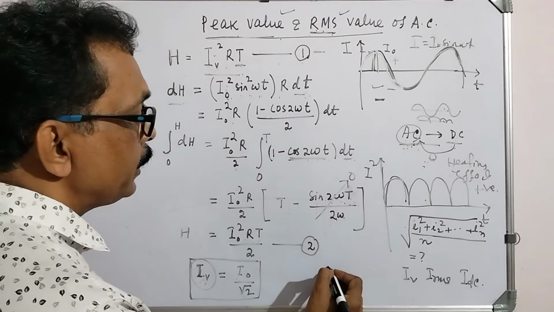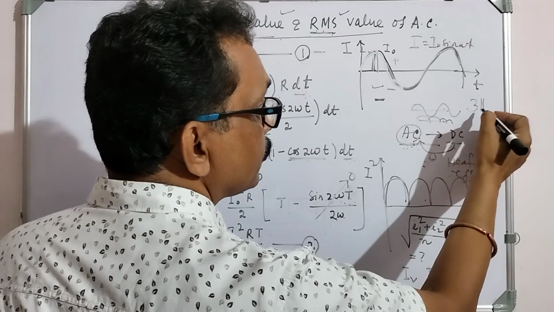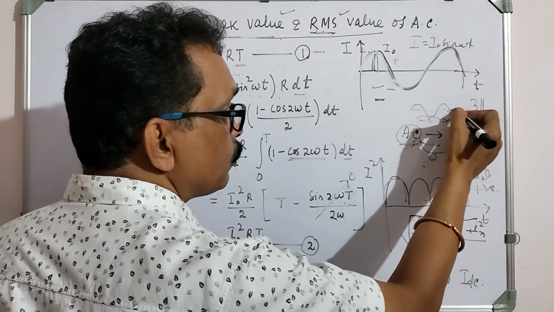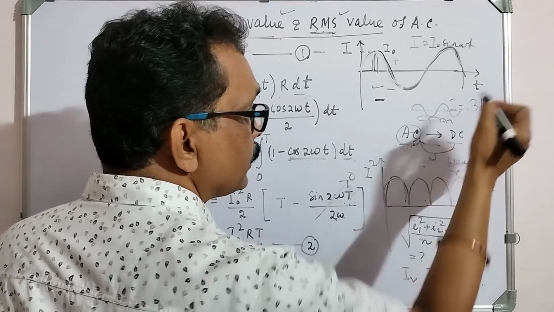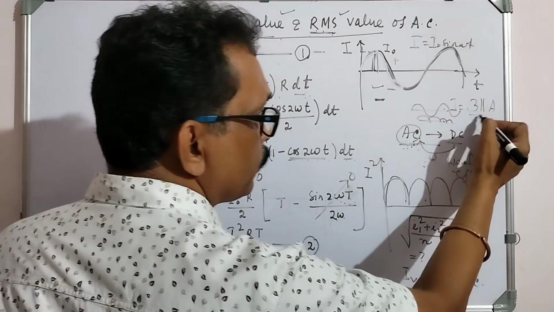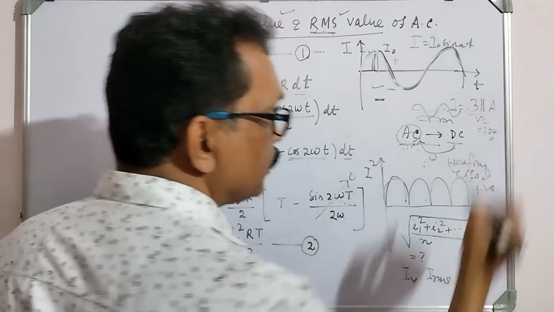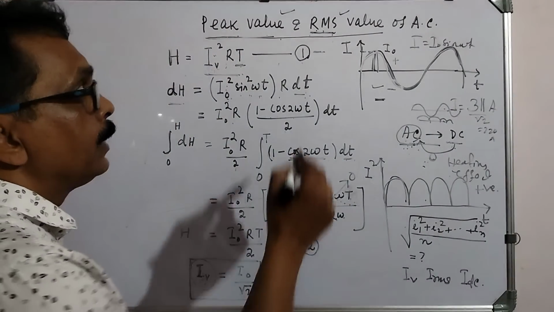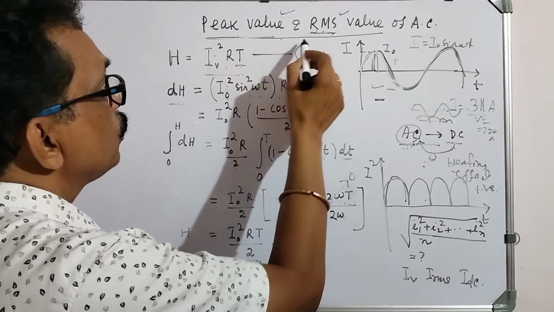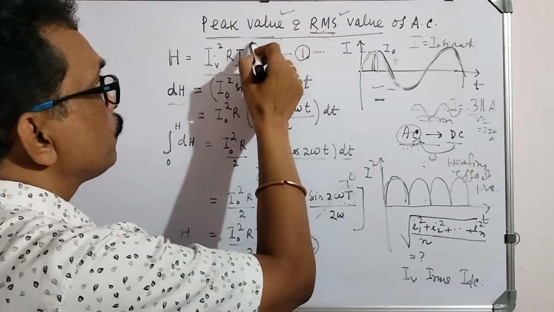Suppose the peak value in an AC is equal to 311. If the peak current is equal to 311 ampere, then what will be its RMS value? Just divide by root 2. It will be equal to around 220 ampere. So it is a very interesting thing to know about the RMS value and how it is related to the peak value.